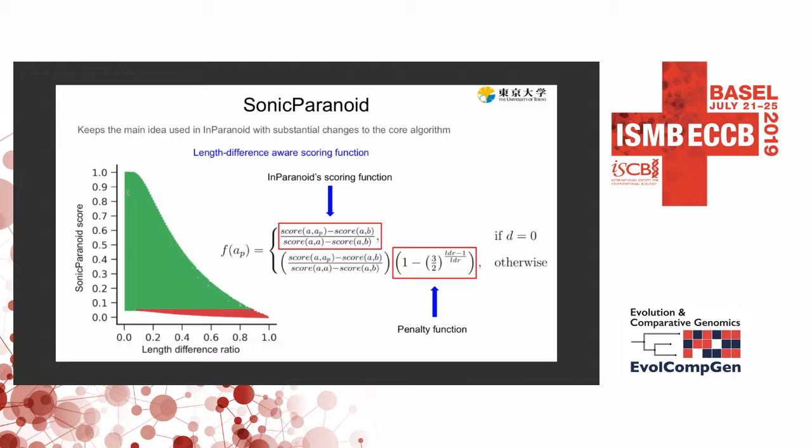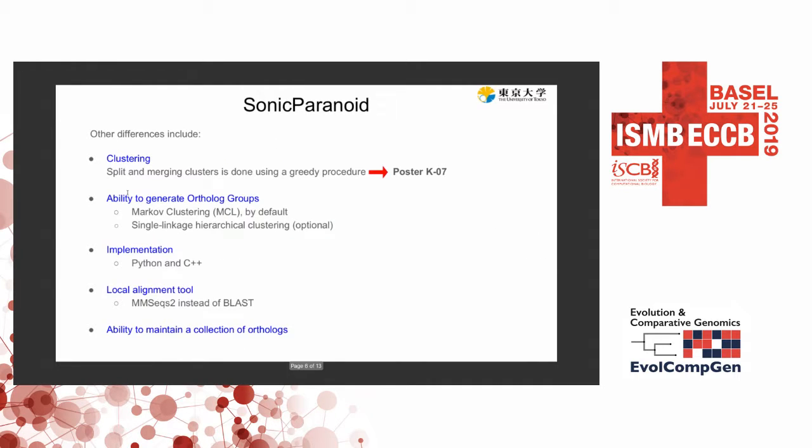For example, we modified the scoring function to have a penalty that takes into account the difference between a potential candidate inparalog and the main ortholog. And then it's rejected, depending on how much this difference is. And we also changed the clustering step in which this cluster of inparalogs are separated, split, or deleted. We of course produce orthology inference using either Markov clustering or a single linkage hierarchical clustering.